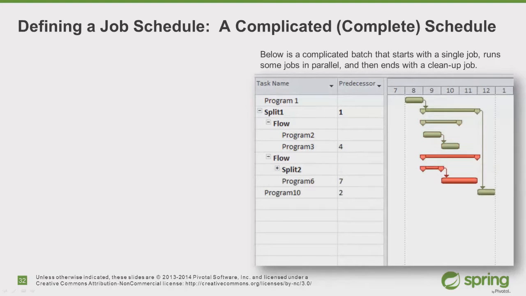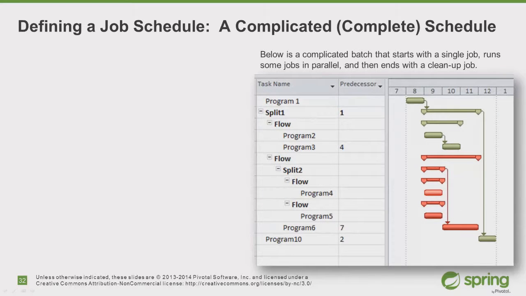And then if we look at the second flow, we see that it contains a split followed by program 6, and that split, called split 2, contains two programs, 4 and 5, that execute in parallel. When both 4 and 5 are through, split 2 is deemed to be complete, and therefore program 6 will be run. And then again, remember, when program 6 ends, that will terminate the second flow, and if the first flow is done also at that point, we will run program 10.